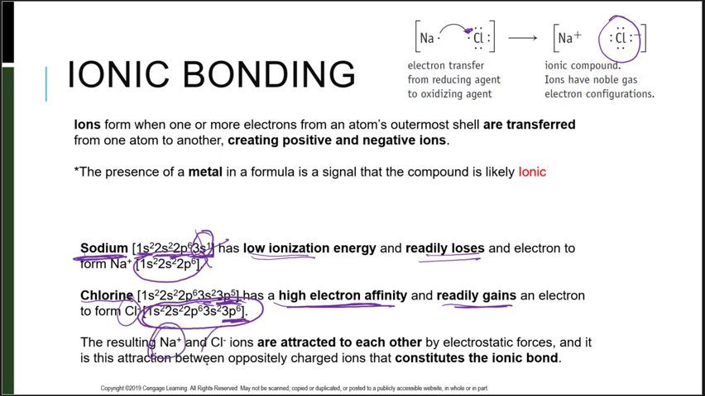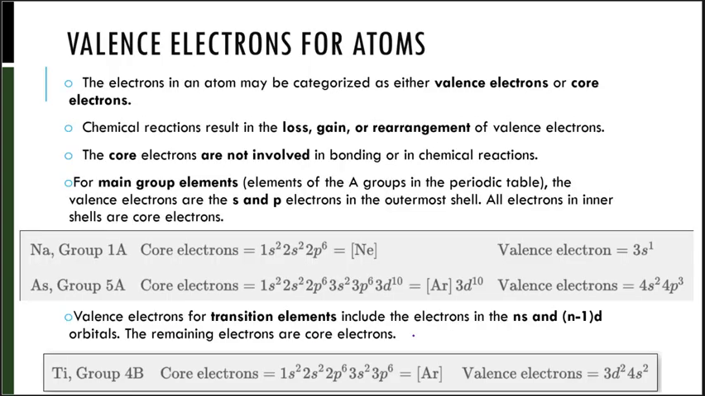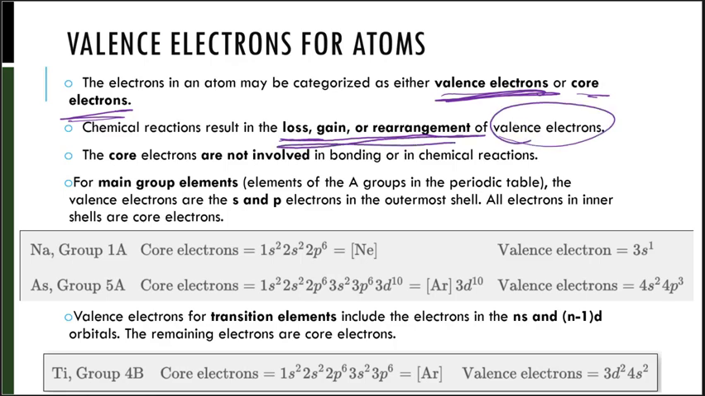The resulting Na+ and the Cl- ions are attracted to each other by electrostatic forces, and this attraction between oppositely charged ions constitutes the ionic bond. The electrons in an atom can be categorized as either valence electrons or core electrons. Chemical reactions result in the loss, the gain, or the rearrangements of those valence electrons. The core electrons are not involved in bonding or in chemical reactions. For main group elements, which are all the A groups, the valence electrons are the s and the p electrons in the outermost shell. All of those electrons in the inner shell are core electrons.